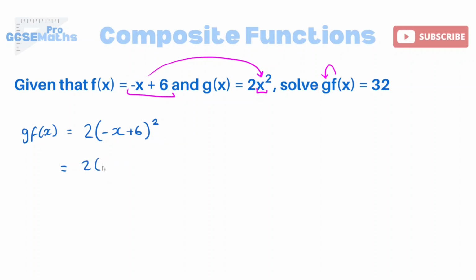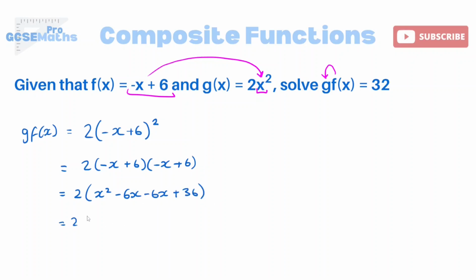So as we said, that's like double brackets, isn't it? Minus x plus 6 and then minus x plus 6 again, and then multiply everything by 2 at the end. I think that's the easiest way to do it. So minus x times minus x is positive x squared. Then we've got minus x times 6, which is minus 6x, another minus 6x, and plus 36.